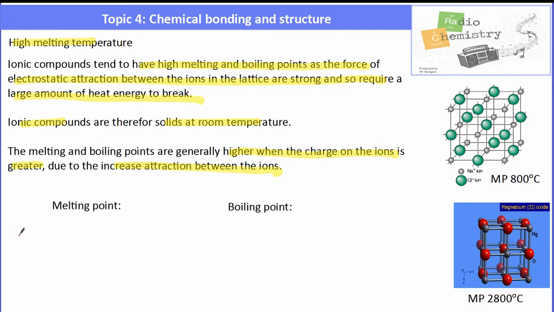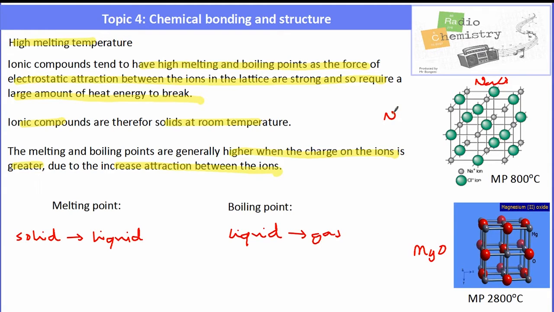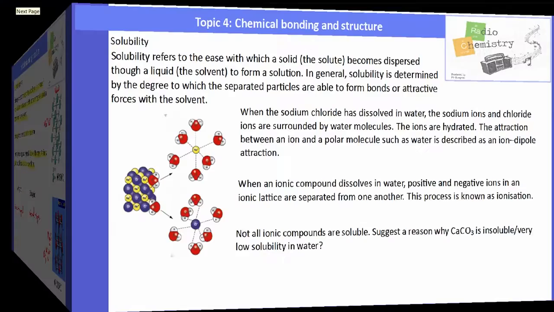The melting and boiling points are generally higher when the charge on the ions is greater, due to an increased attraction between the ions. When we talk about melting point, we're talking about something going from a solid to a liquid. When we talk about boiling point, we're talking about a liquid to a gas. So the sodium chloride lattice melts at about 800 degrees, while the magnesium oxide lattice melts at about 2800. That's because in the sodium chloride, we have a singly charged ion, whereas in the magnesium oxide, we have a doubly charged ion. So that increased attraction makes it harder to break apart that lattice.